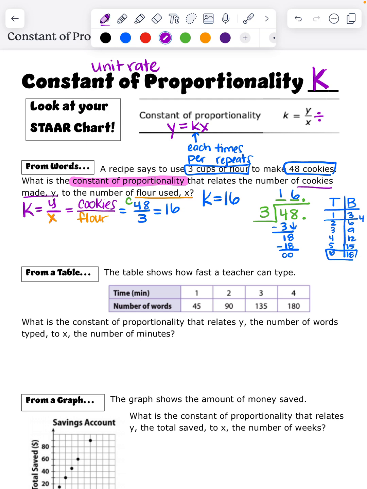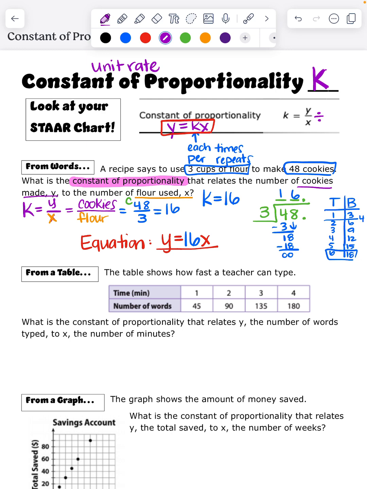So let's use that to create our equation. So remember, our equation is going to follow this rule right here. Y equals KX. So I have a Y value, I have an equal sign, and my 16 is my K, and then we have X. And that's the equation that goes with this word sentence. So 48 cookies and 3 cups of flour is Y equals 16X. All right, let's try the next one.